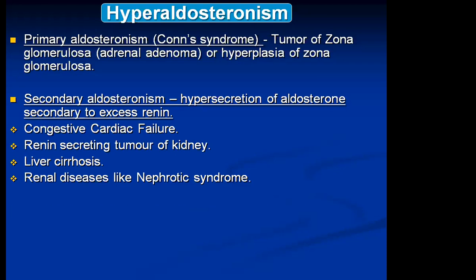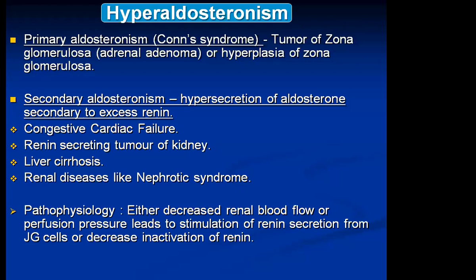Now, what is the actual pathophysiology? Why can all these conditions lead to hypersecretion of aldosterone? We had already studied the stimuli for secretion of aldosterone, if you remember. Either a decrease in the renal blood flow or perfusion pressure leads to secretion of renin from JG cells, or in certain conditions like liver cirrhosis, there can be decreased inactivation of renin. So all in all, this increase in renin will cause more secretion of aldosterone, and this secondarily increased secretion of aldosterone can lead to secondary aldosteronism.